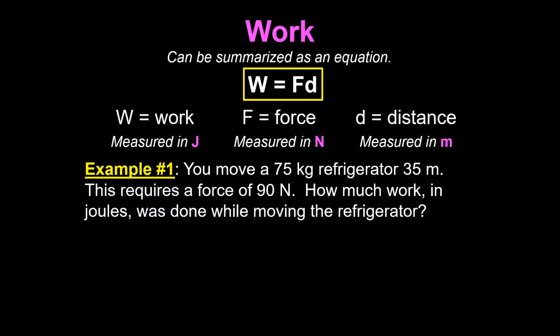So after you read through the problem, the very next thing you should do is start to define your variables. So for instance here we have 75 kilograms, and that's the mass of our refrigerator because mass is measured in kilograms. So we can write m equals 75 kilograms, and we know that we're moving at 35 meters, so we have a distance of 35 meters in this problem. And then lastly, the last number we're given is 90 newtons of force. So that is our F in this problem. So our force equals 90 newtons.